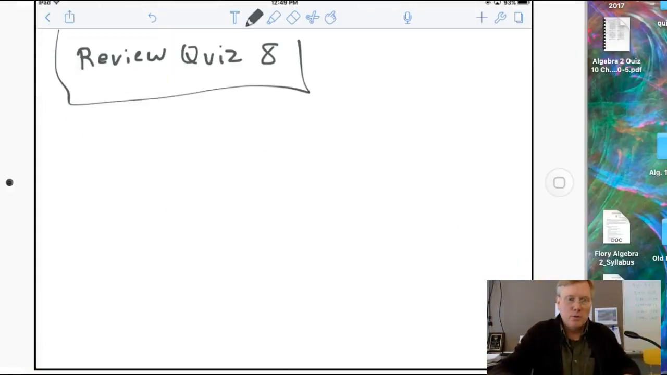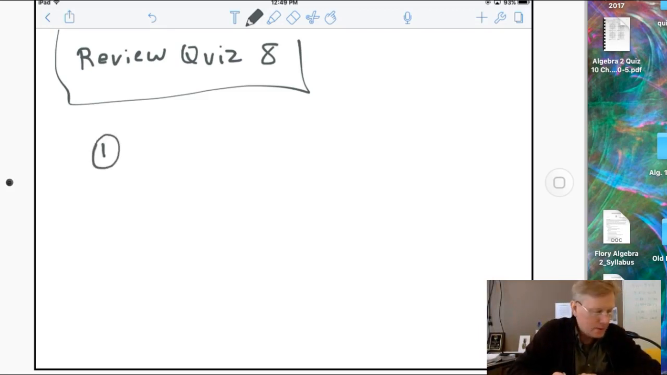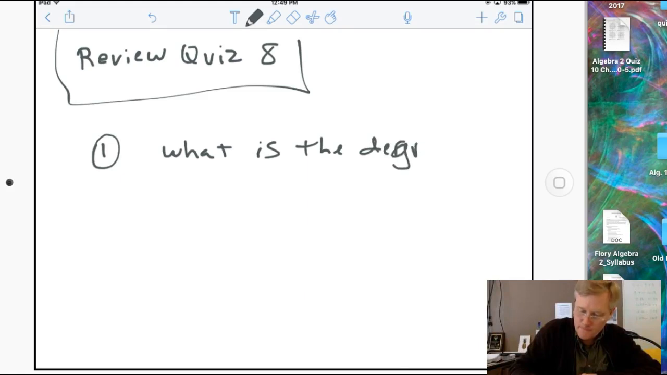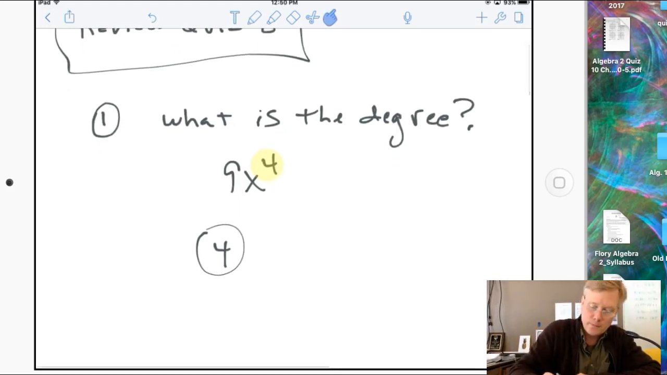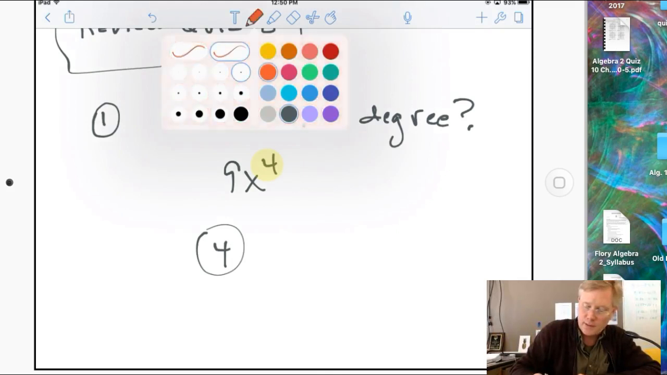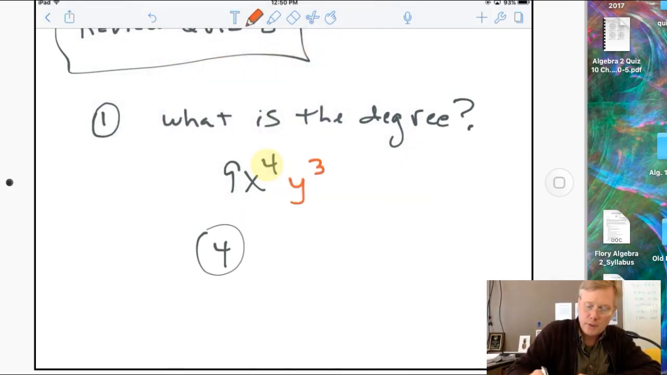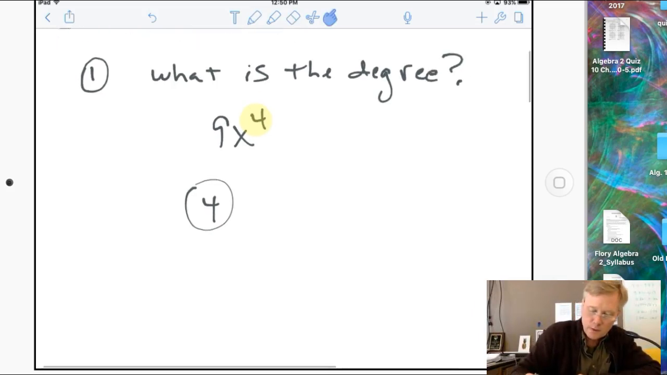Okay, hello. Today I'm going to be doing a quick review for Quiz 8. First thing I'd like to go over with you guys is the degree. If I asked what is the degree of this polynomial, 9x to the fourth, hopefully you would know that the degree has to do with the exponent. There's only one variable, one exponent, therefore the degree is 4. If there were two exponents, like x to the fourth, y to the third, you would add the 4 and the 3 and get a degree of 7. This is not that problem, but anyway.